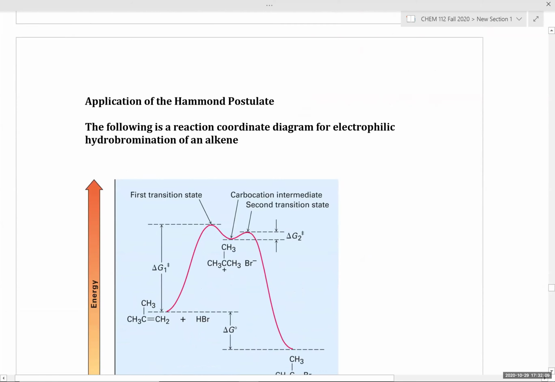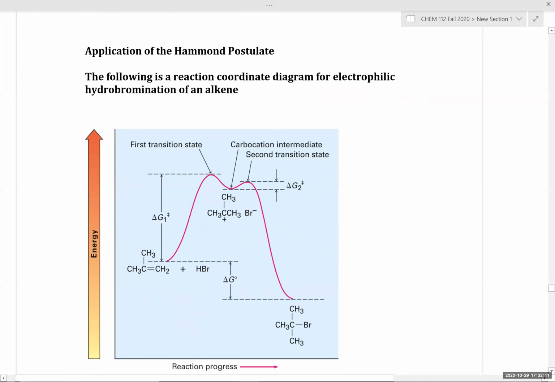And let's try to apply our Hammond postulate for electrophilic hydrobromination of an alkene. Okay, so in this case, we're looking at our reaction that we've seen previously where we have our alkene. And in our first step, we protonate our alkene, and we generate a carbocation species.